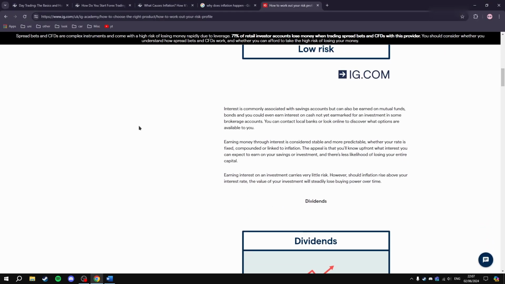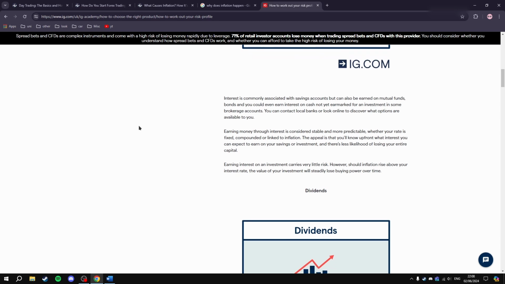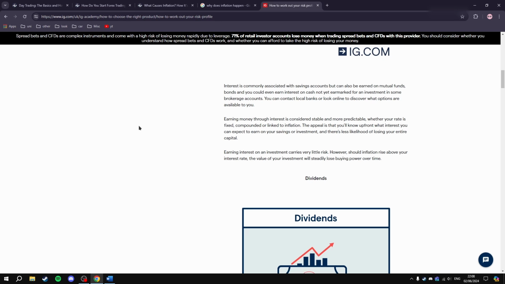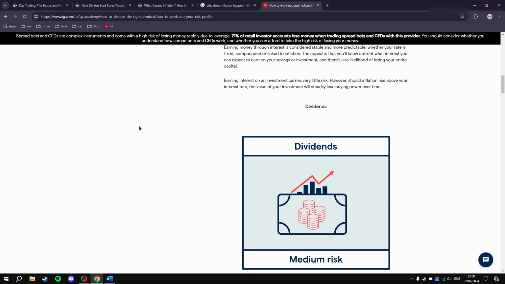Commonly associated with savings accounts, interest can also be earned on mutual funds, bonds, and you can even earn interest on cash not yet earmarked for investment in some brokerage accounts. You can contact local banks or look online to discover what options are available to you. Earning money through interest is considered stable and more predictable.